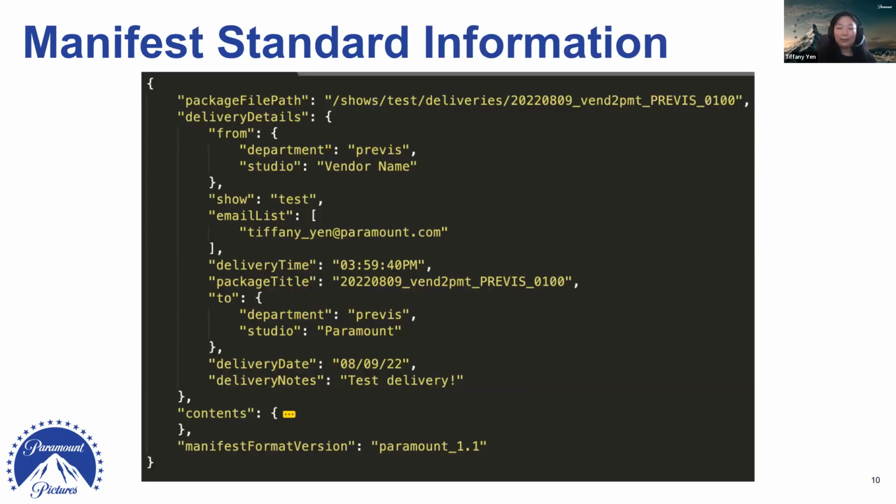So this is an example of a standard manifest. Every manifest will have this data. We have delivery details, so that'll tell you information about who sent this package, the show title, email list, package title. All this is helpful for tracking. And then the important part is having the to department, because that'll dictate which ingestion process is used. And then next slide, please.